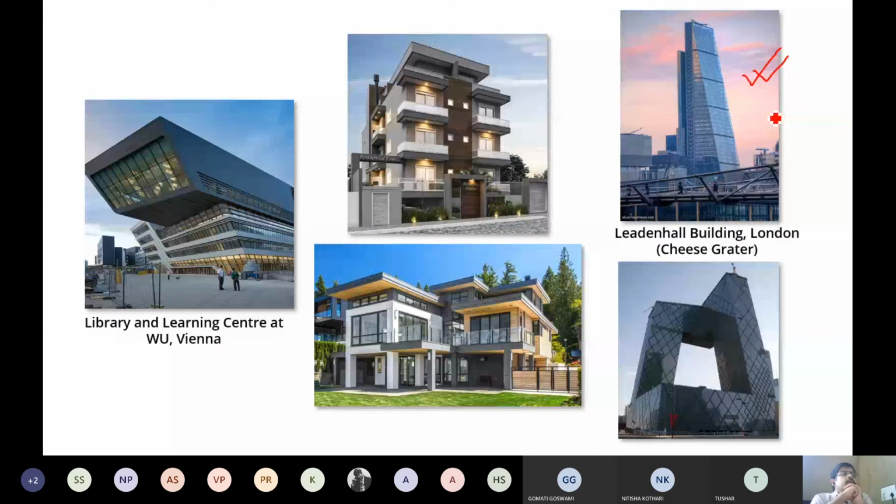Can you tell me which building is this one? Any guess? Anyone? Sir, what kind of material is used here? The last one? Glass. And the cheese grater also has glass.